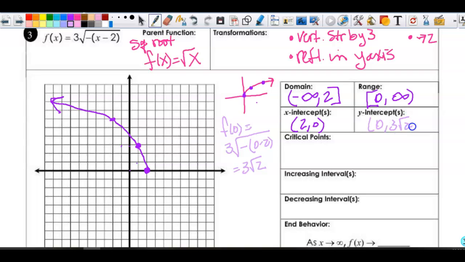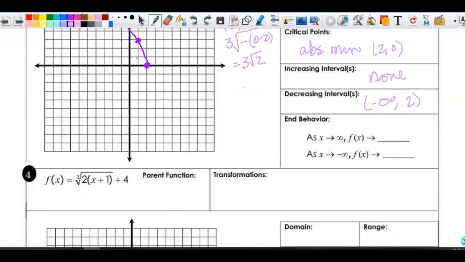Do not even think about touching a calculator for any of this. I will not accept the decimal. That is the answer. So my critical points, I don't have a maximum. I don't have a point of inflection, but I do have an absolute minimum, which is at 2, 0. Increasing, I'm not increasing anywhere. Okay, my y values the entire time are decreasing, so this is none. And then I'm decreasing from negative infinity to 2.